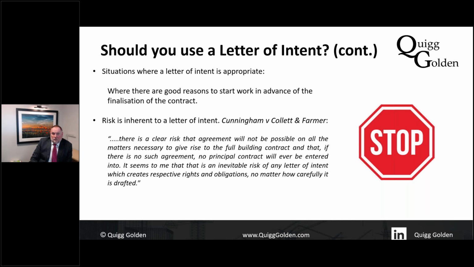And if there is no such agreement, no principal contract will ever be entered into. And that's an inevitable risk of a letter of intent, which creates respective rights and obligations, no matter how carefully it's drafted.